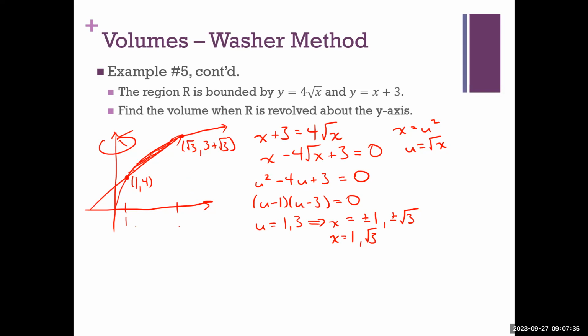Okay, so let's think about it. So we found our u values were 1 and 3, right? Then x values should be squares of those. Can I erase what I did last time? Weird. Okay, so x should be 1 and 9. So then this point is 9, 12. That makes more sense. Okay.